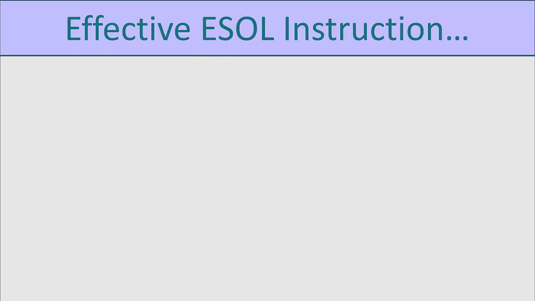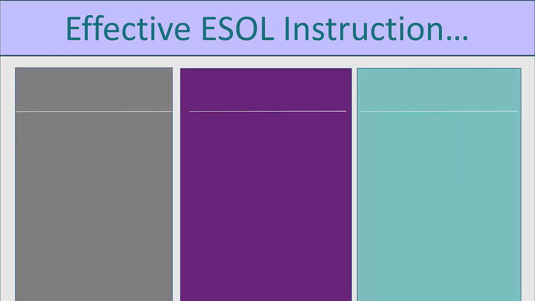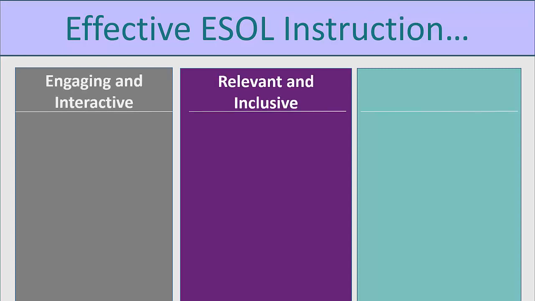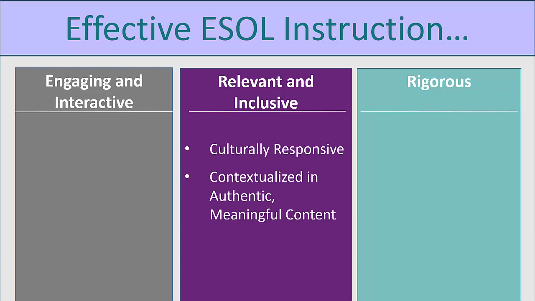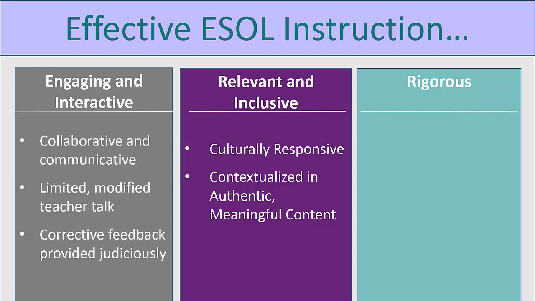Another way to look at these best practices is through this frame, which places all of the elements mentioned thus far into one of these three categories: relevant and inclusive, engaging and interactive, and rigorous. By which we mean it is culturally responsive and contextualized and meaningful, authentic content. It includes opportunities for learners to communicate and collaborate with one another, when they, not the teacher, do most of the talking, and when they are free to make mistakes that are corrected judiciously.